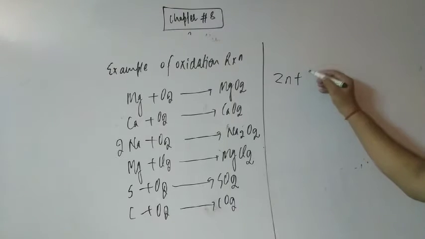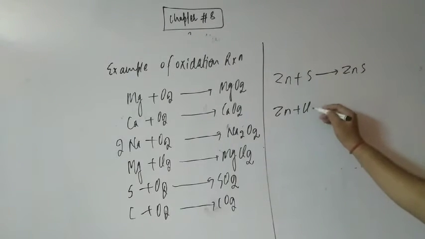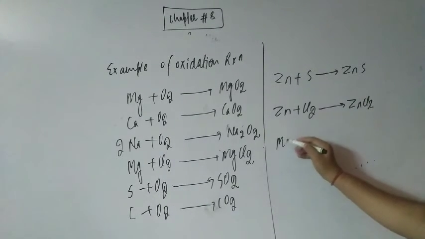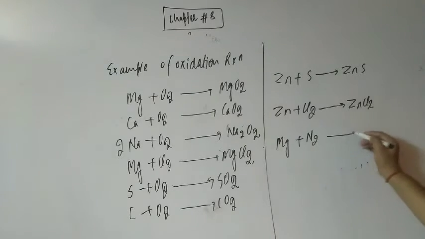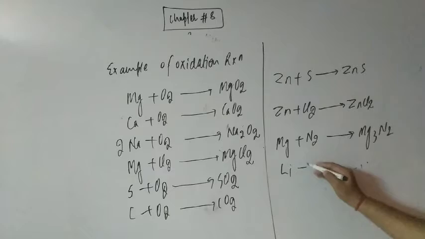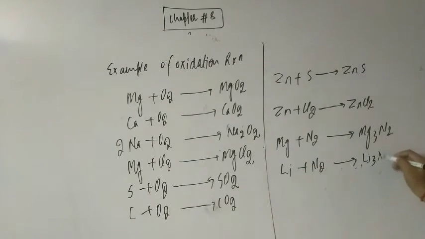Zn plus S gives ZnS, an oxidation reaction. Zn treated with Cl2 gives ZnCl2. If Mg is treated with N2, what forms, student? Mg3N2. Li treated with N2 gives Li3N. So this is again an oxidation reaction. These are examples of oxidation reactions, student. You can write n number of examples of oxidation reactions.